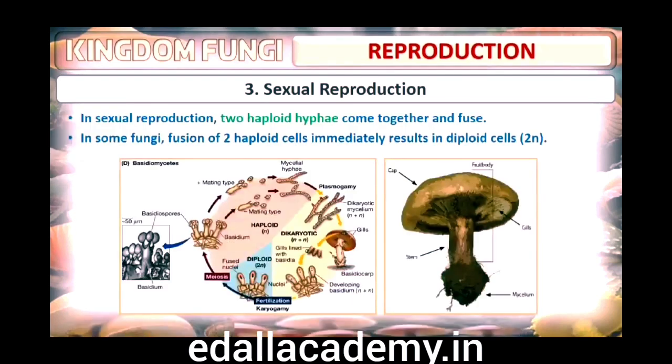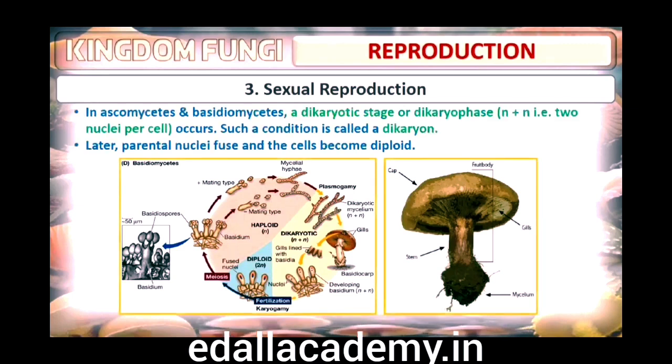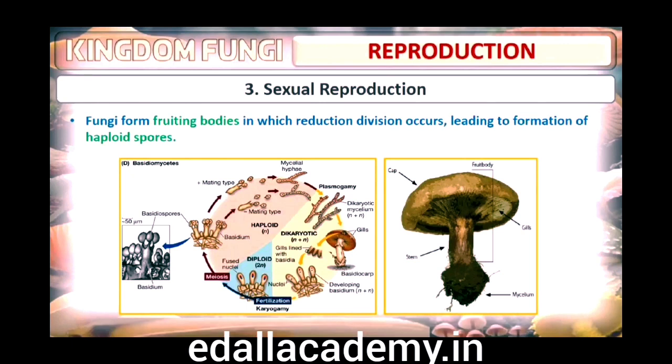When a fungus reproduces sexually, 2 haploid hyphae of compatible mating types come together and fuse. In some fungi, the fusion of 2 haploid cells immediately results in diploid cells, 2N. However, in other fungi, ascomycetes and basidiomycetes, an intervening dikaryotic stage, N+N, that is, 2 nuclei per cell, occurs. Such a condition is called a dikaryon and the phase is called dikaryophase of fungus. Later, the parental nuclei fuse and the cells become diploid. The fungi form fruiting bodies in which reduction division occurs, leading to formation of haploid spores.